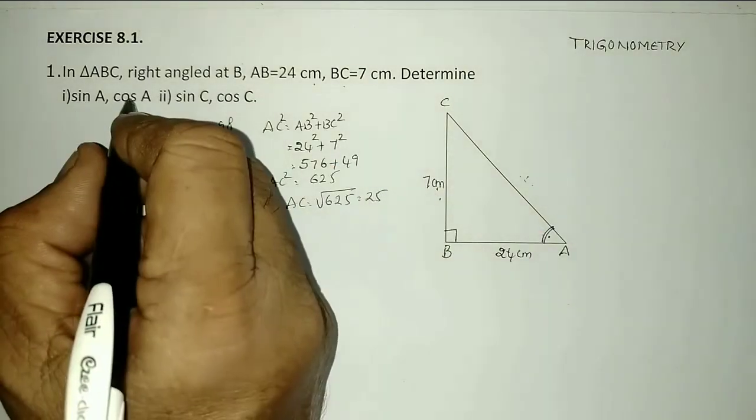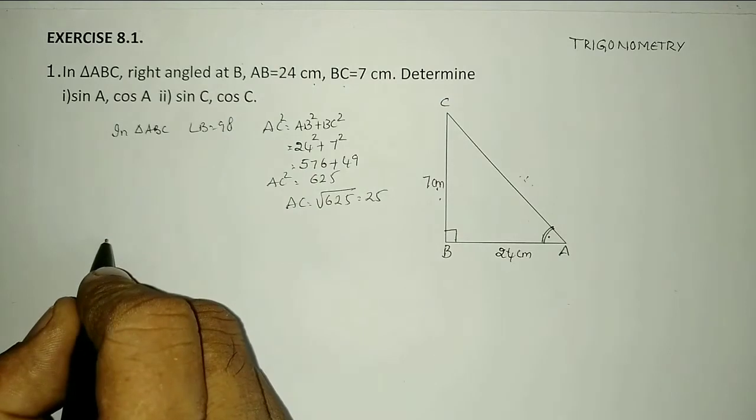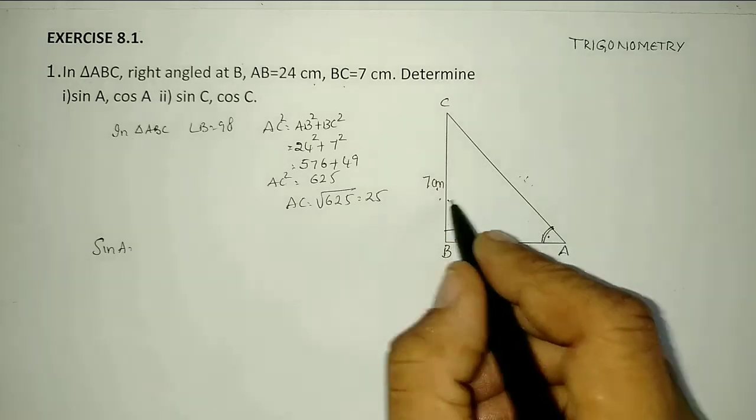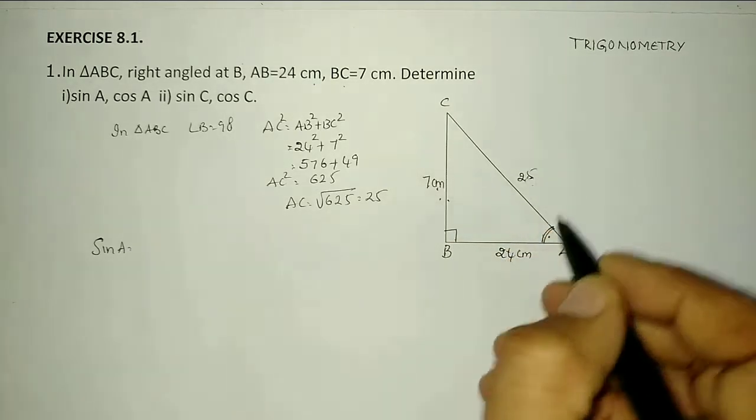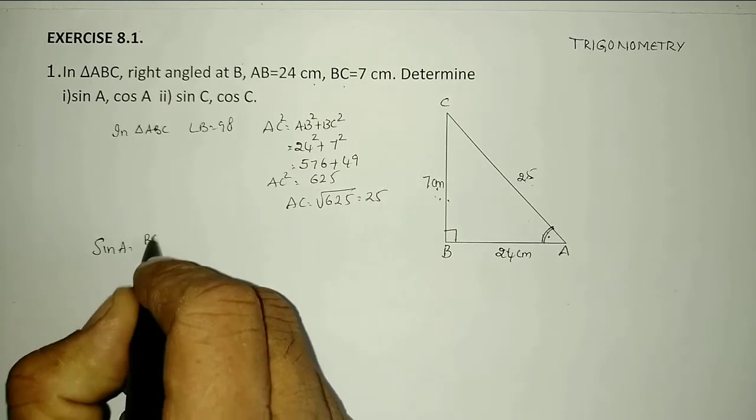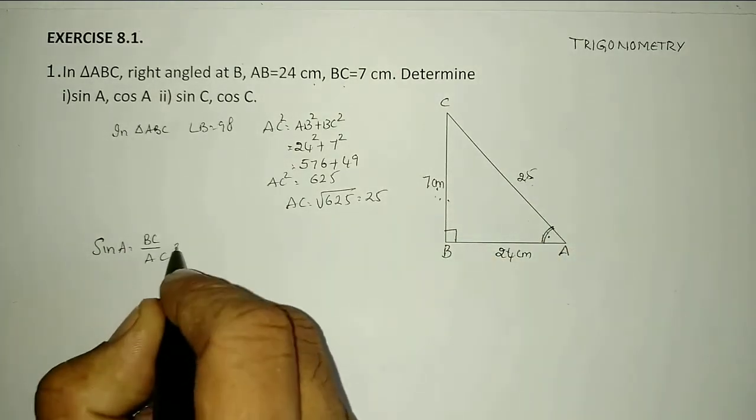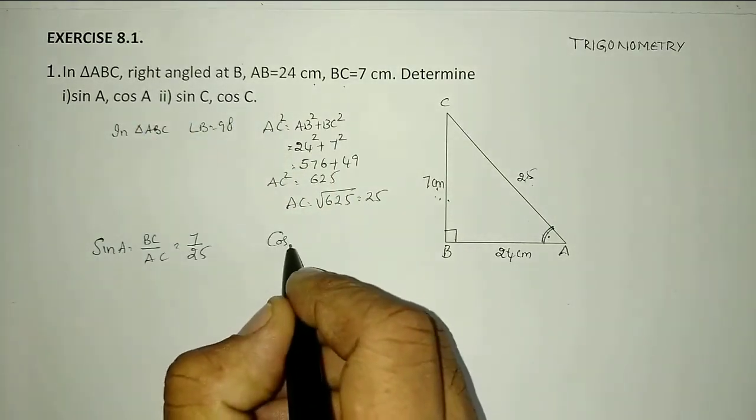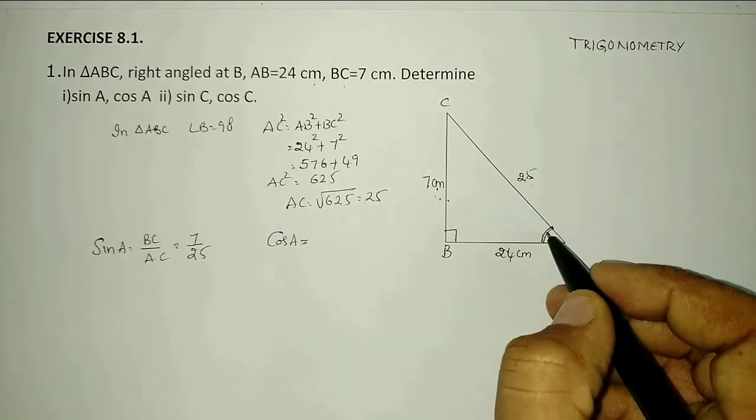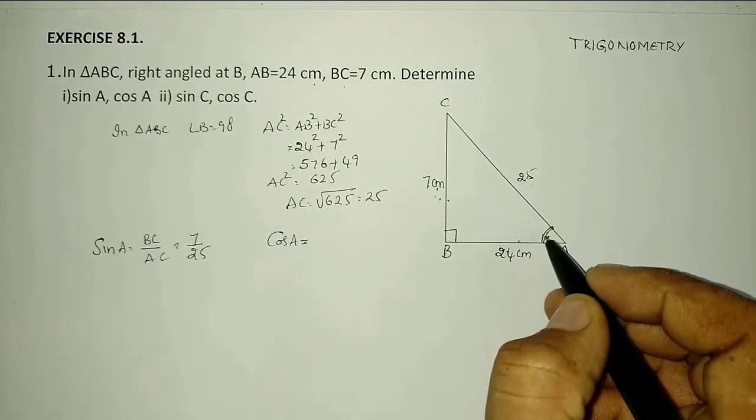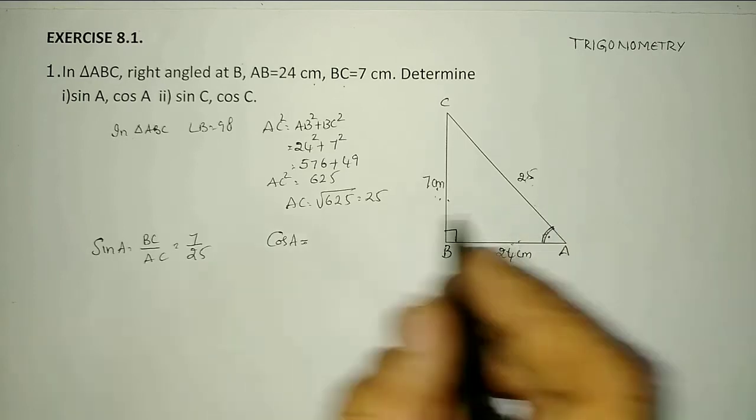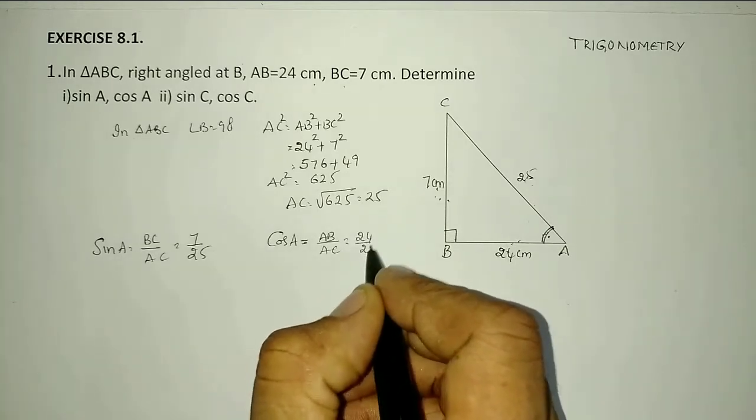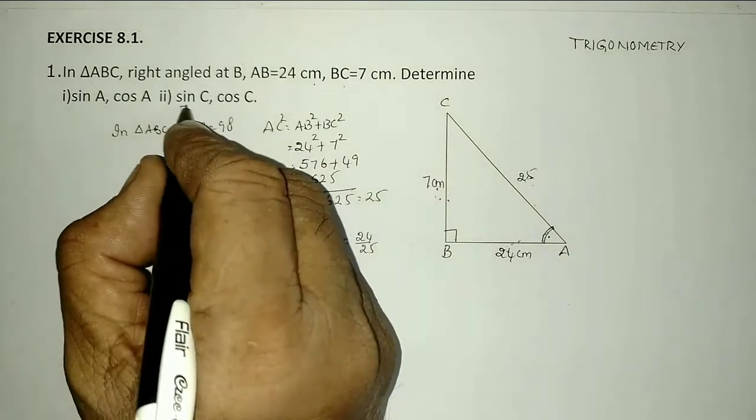Now I have to find sin A, cos A, sin C, cos C. Sin A means side opposite to angle A by hypotenuse. So side opposite to angle A is what here? BC, hypotenuse AC. So 7 by 25. And cos A means side adjacent to angle A. What is the side adjacent to angle A? AB by hypotenuse AC, 24 by 25. Now you are required to find sin C, cos C.